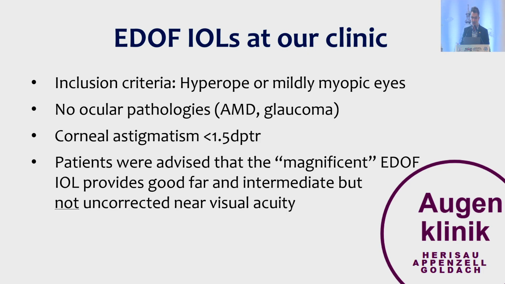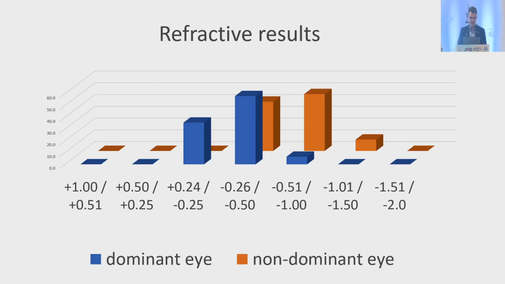Inclusion criteria are hyperopic or mildly myopic eyes, not very myopic eyes. And of course, there should be no associated ocular pathology like AMD and glaucoma. Corneal astigmatism should be low. And of course, patients have to be advised prior to surgery that these EDOF IOLs provide good far and intermediate vision, but they have to expect to still use reading glasses for very small print.